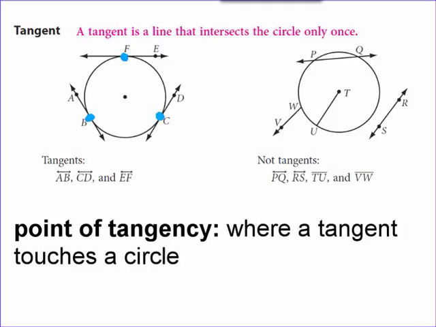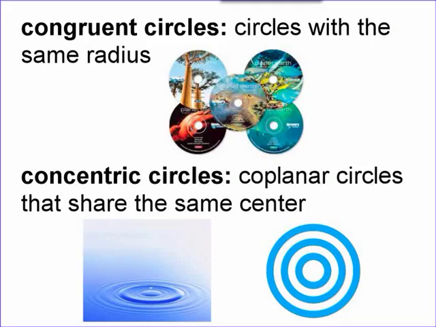Okay, next we're going to talk about congruent circles. These should make sense, because when you talk about congruent, remember it meant geometrically equal. And so congruent circles are circles with the same radius. There's an example there: CDs, DVDs, they all have the same radius. They're all of the same circular shape.